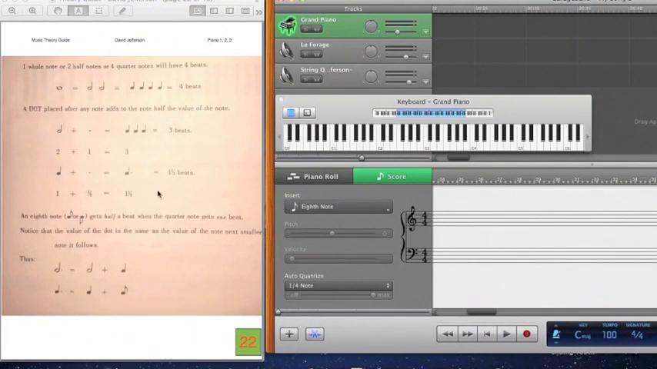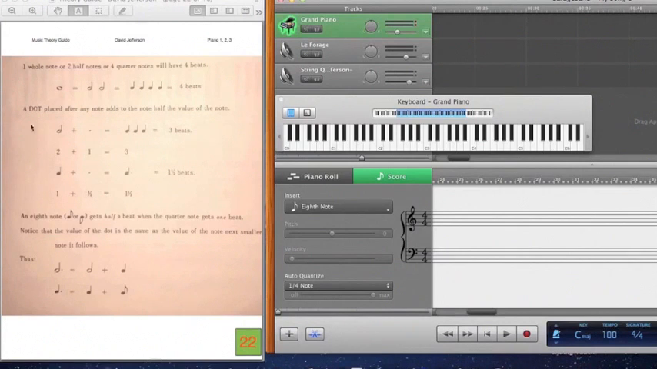Now, for a quick quiz, what would a dotted whole note be? Using this logic right here, the next note down from a whole note is a half note, right? So if you added a dot to this, then it would be a whole note plus a half note, right? Whole note plus a half note.